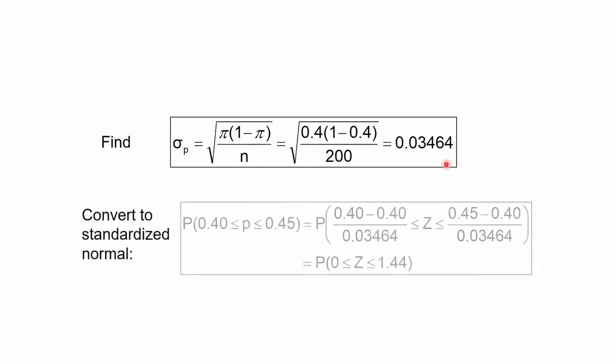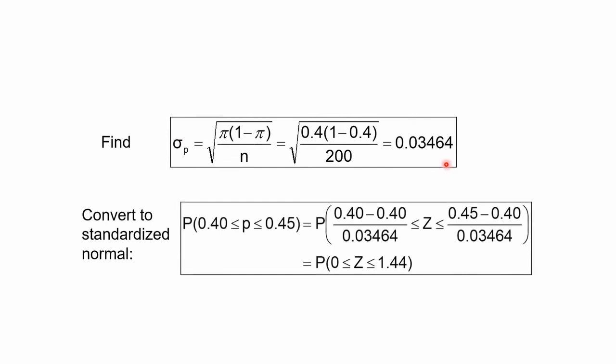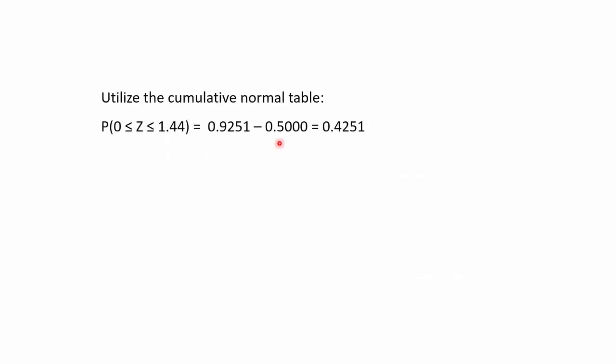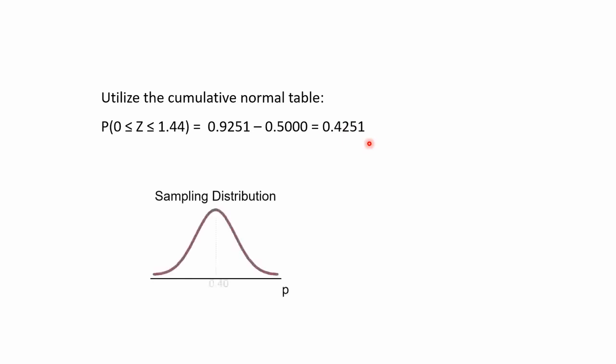And then you converted your problem into a standardized normal distribution, such that you want to figure out the probability of Z being in between these two values. Hence, from which you derived the answer as 0.4251. So what you have to look at is the graph. You have the sampling distribution of proportions, which is approximately normal, and your sample mean is 0.4, and you're asked to figure out the area under the curve in between 0.4 and 0.45.